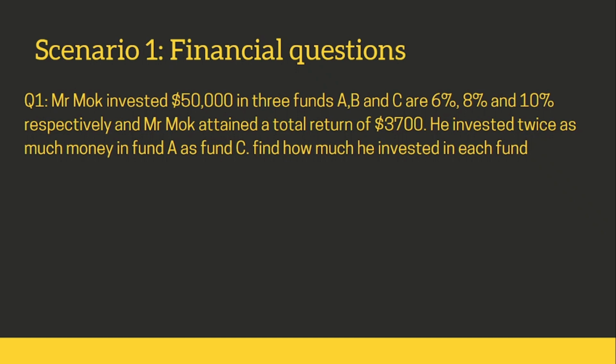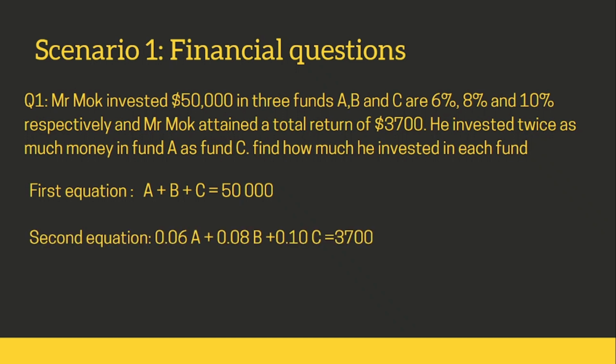So in this question, what you are meant to do is to find three equations. And so these are the kind of equations you can come up with. So first of all, we know that across these funds A, B, and C, the total of all the investment at the start will be $50,000. The second equation is that your returns on investment, your 6% of A, your 8% of B, and your 10% of C will be equal to the 3,700 that he got in return.